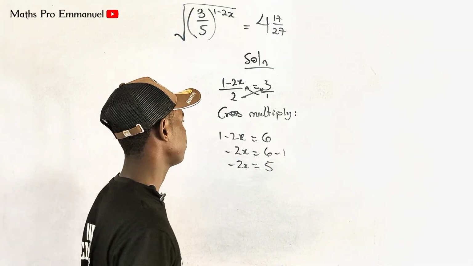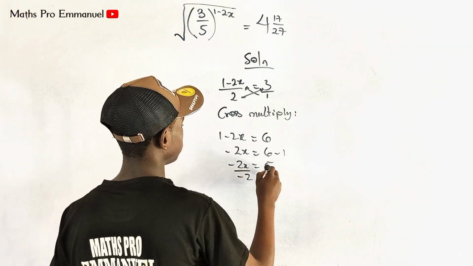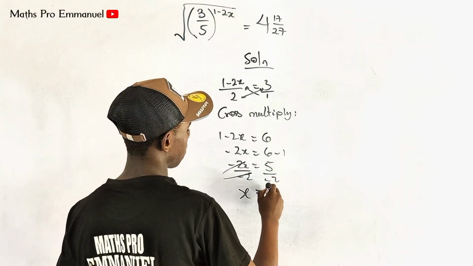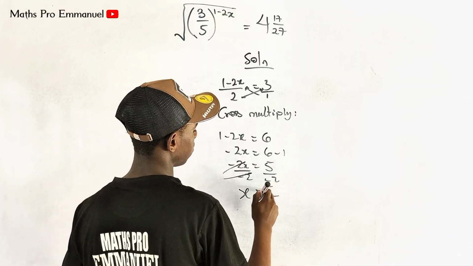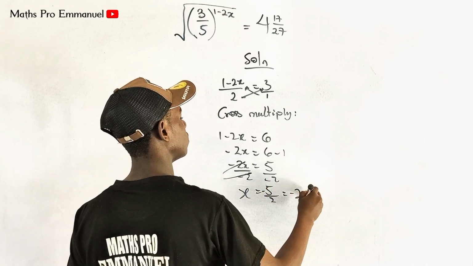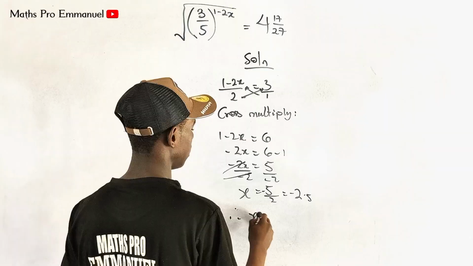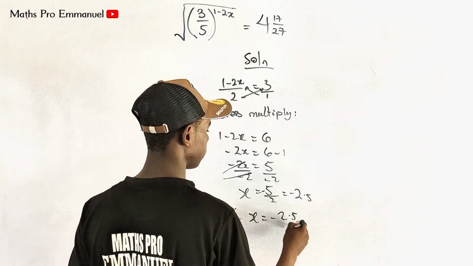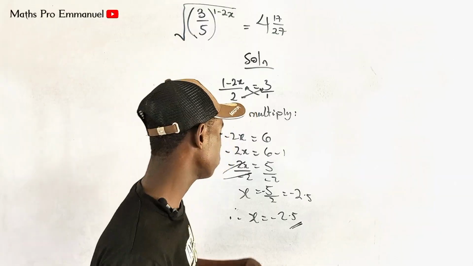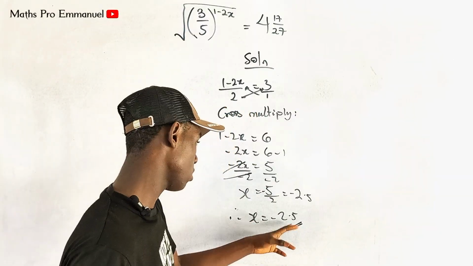Yeah, it's 5. So now I'll divide both sides by minus 2. Then x will be equal to minus 5 over 2, which is minus 2.5. So now finally x is just equal to minus 2.5. That's it. So I'm done with this problem. So the value of x here is just minus 2.5.